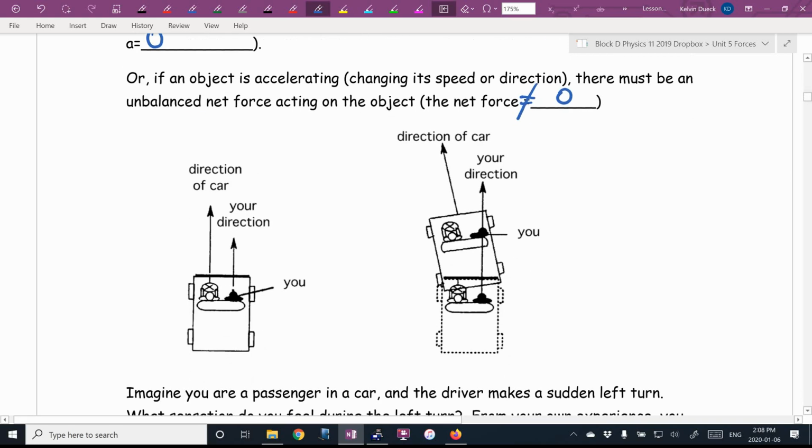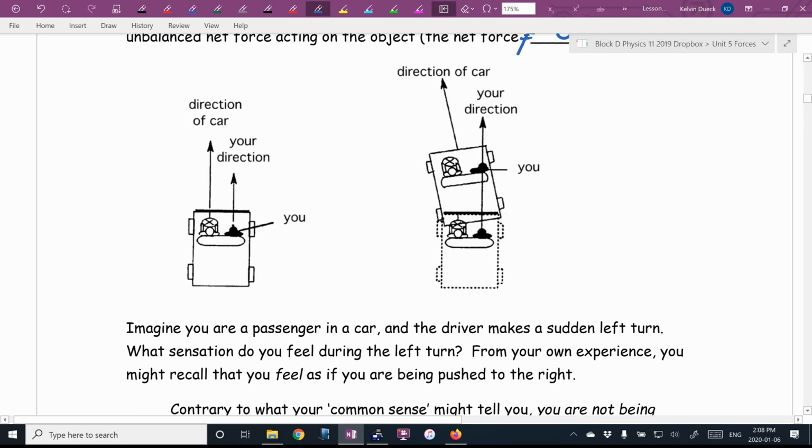This is a problem because many of you have a bad experience, an incorrect experience, when you're in a car. I'd like you to imagine you're a passenger in a car and the driver makes a sudden left turn. All of you think, oh, I'm getting pushed against the door, because you feel as though the door is pushing on you. You're not getting pushed against the door. What's happening is Newton's first is kicking in. You want to keep going in a straight line at a steady speed.